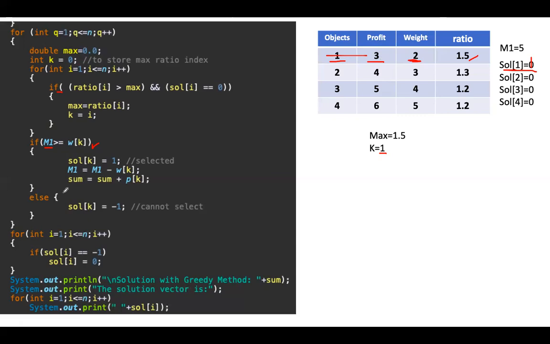So we'll go for the next solution. Okay, else is not executed. We'll go to the next iteration. So solution of 1 is equal to 1, remaining weight is 3, profit is 3. M1 is the remaining capacity of the bag. M1 is 3, and solution of 1 will become 1. Next, we'll go to the next iteration.